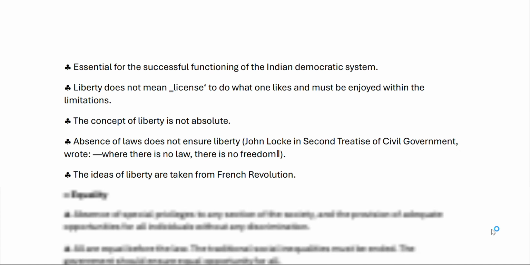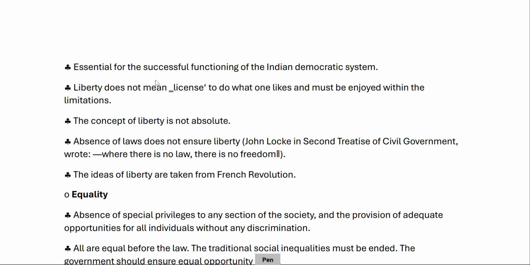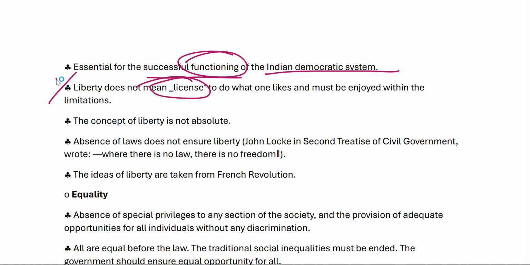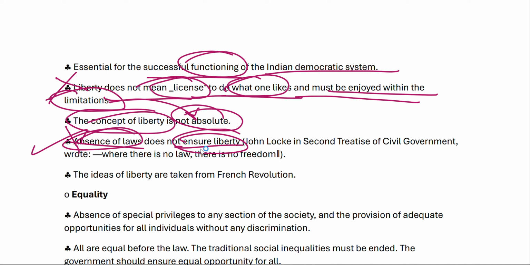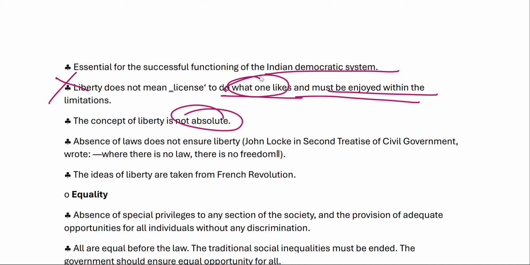This is essential for the successful functioning of the Indian democratic system. Liberty does not mean a license to do whatever one likes. It is within limitations. The concept of liberty is not absolute. Absence of law does not ensure liberty. If there is no law, there is no liberty.